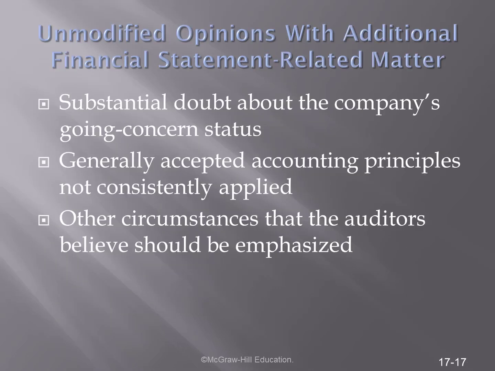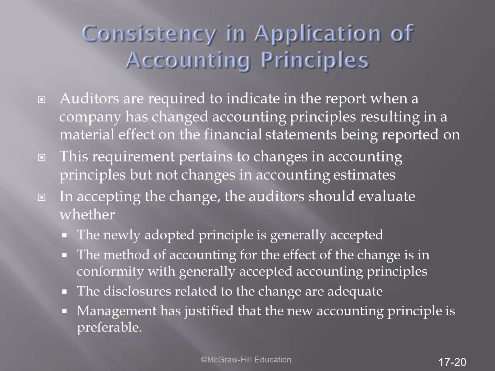The next item that we want to talk about that may be reported as additional matters is when generally accepted accounting principles are not consistently applied. You probably remember this from your intermediate accounting class. As an example, if the organization switches from LIFO to FIFO, both of these are generally accepted accounting principle standards. However, the inconsistency needs to be reported by the auditor to let the user of the financial statement know that the comparability between periods is not there because of the application of these standards.